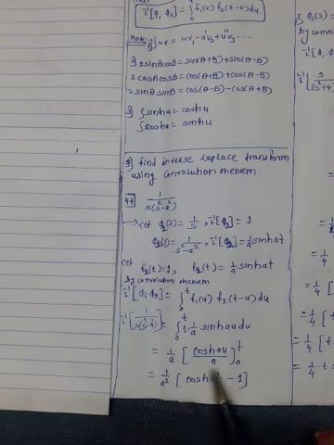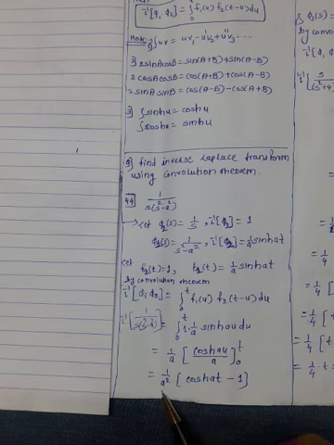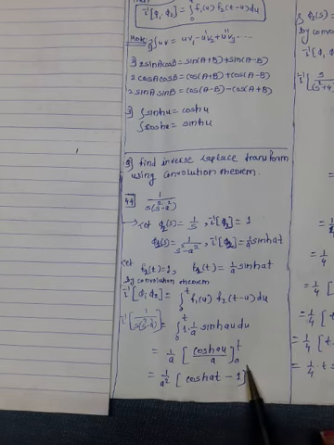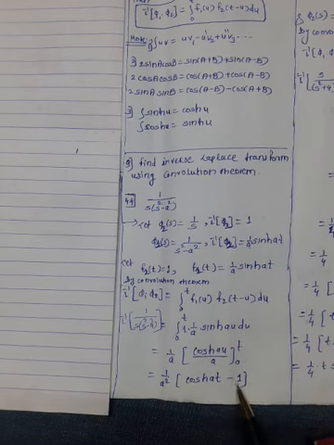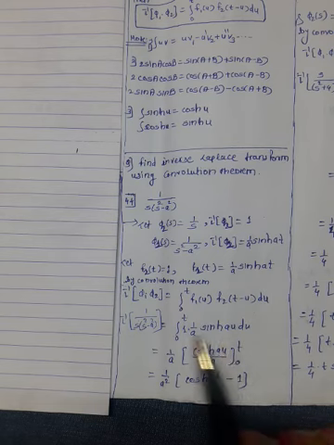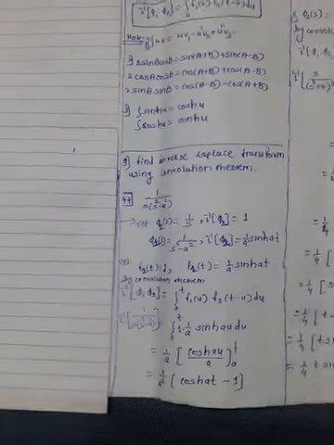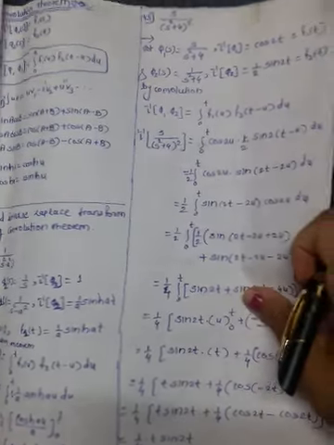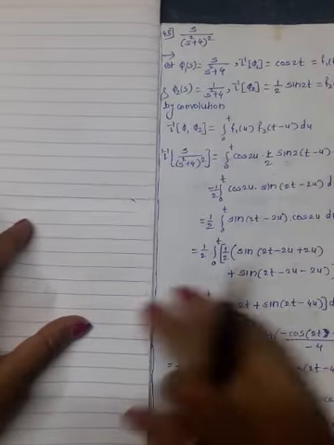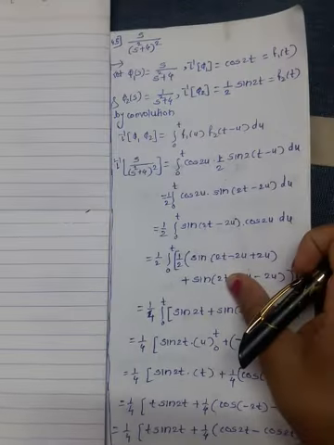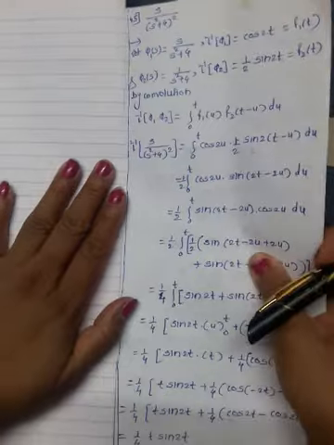1 upon a square, a into a becomes a square. Now put the upper limit: cos hyperbolic at minus cos hyperbolic 0. If you calculate on a calculator, it comes 1. Okay, this is the most simplified answer for our inverse example. Now let us see the second example. You will get the idea of the convolution theorem.